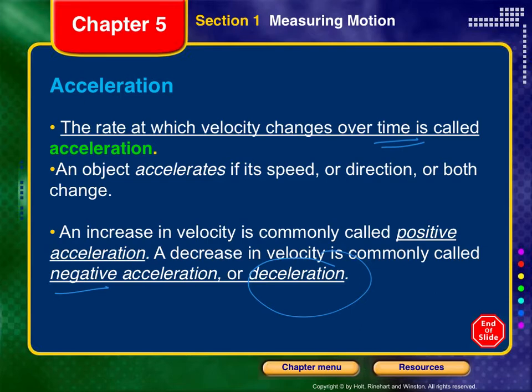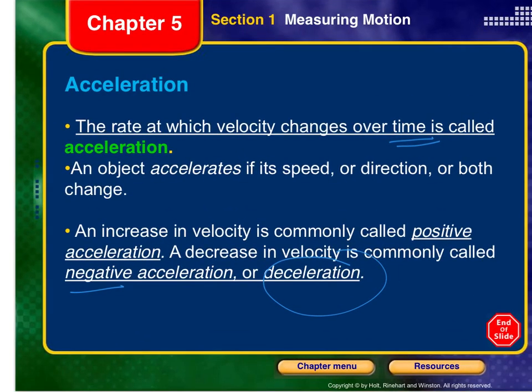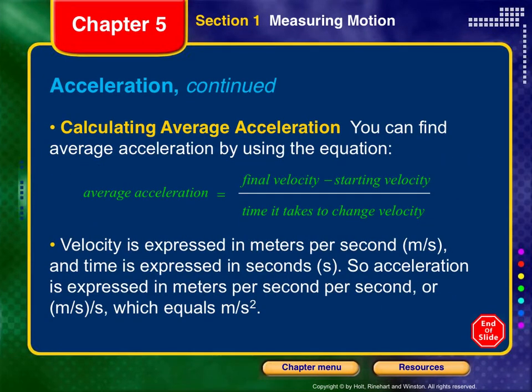When something slows down, you can think about that as slowing down. I'll change my ink color. You can calculate acceleration pretty easily. You have to find the final velocity and subtract the starting velocity. This could be 0, or it could be any number, but you have to subtract what you initially start with and divide it by the time it takes to change the velocity.